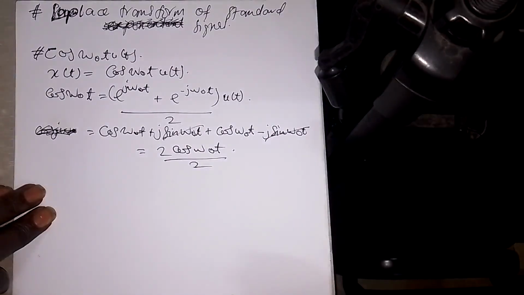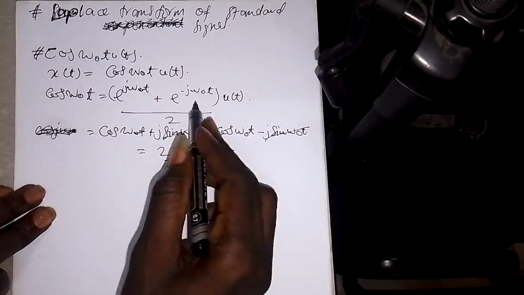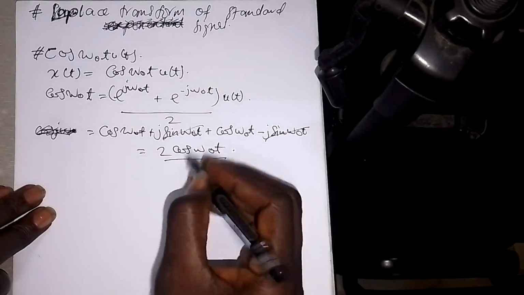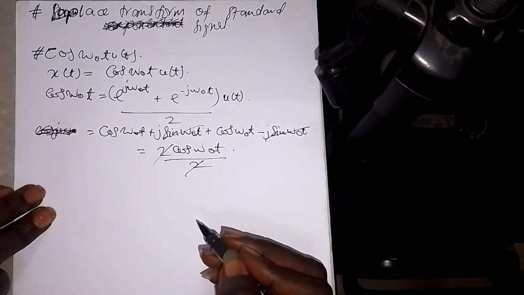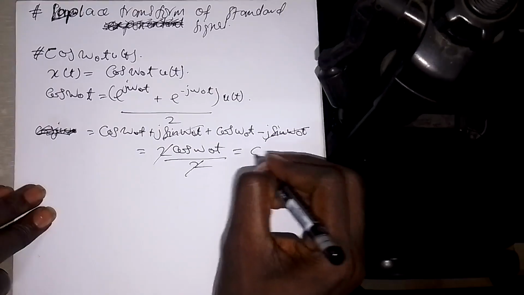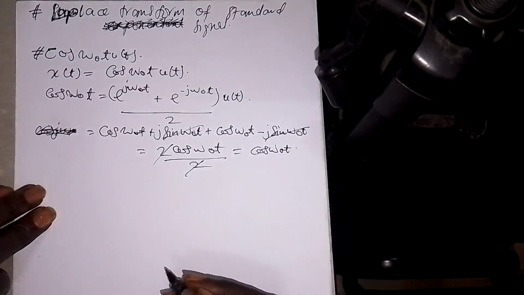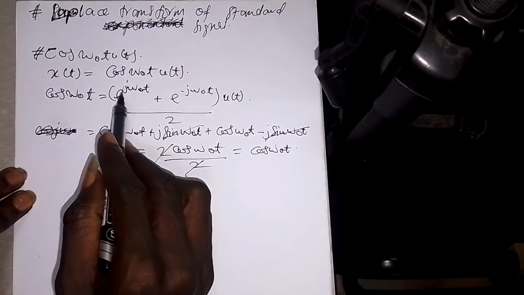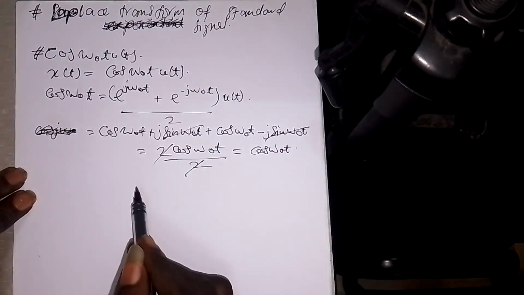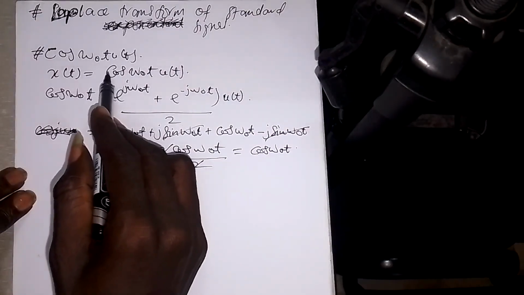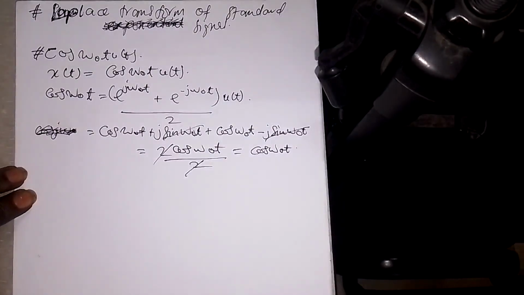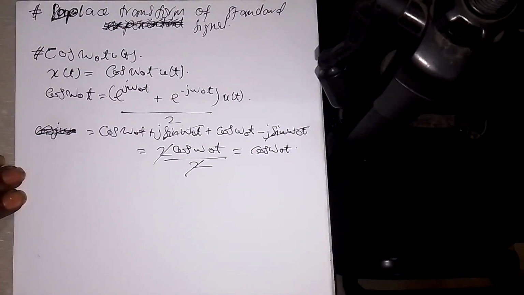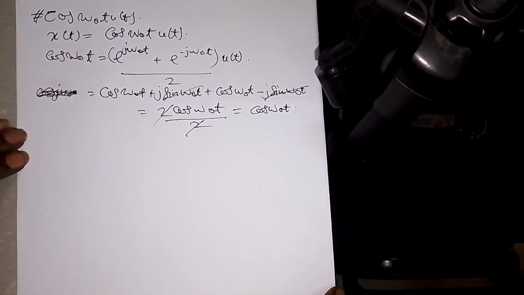Now this 2 can cancel this 2, so I'll get cos omega naught t. That means when I expanded this, that is when I got this. That is why whenever you have this, you can also write it in this particular format. So it becomes simple. Knowing this, I think we can just move on from here.